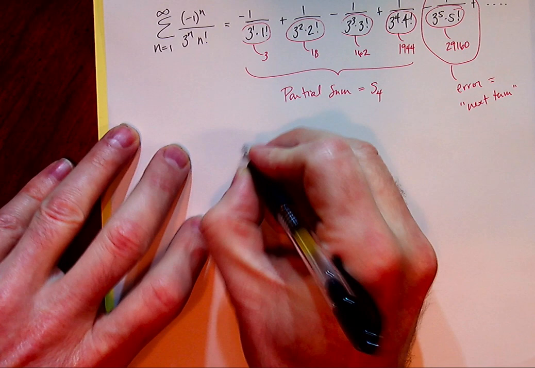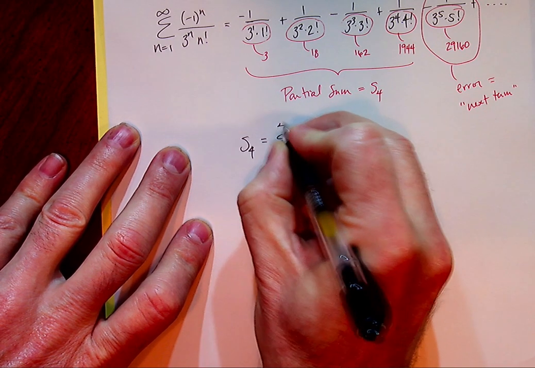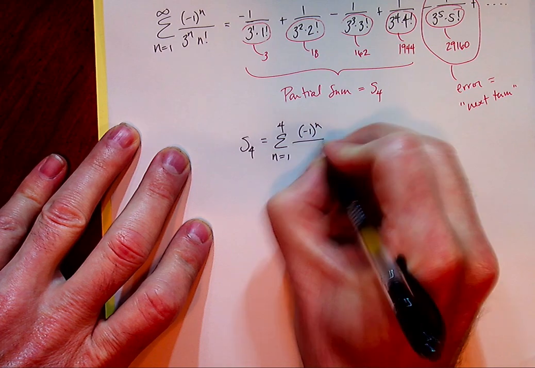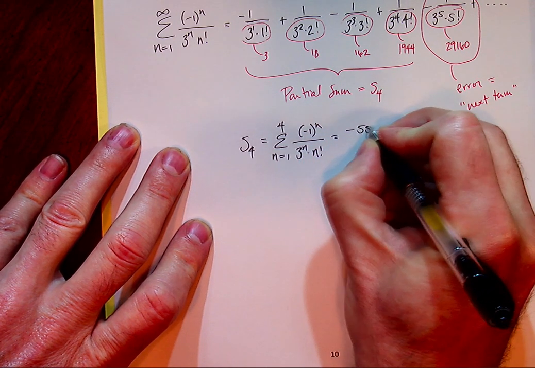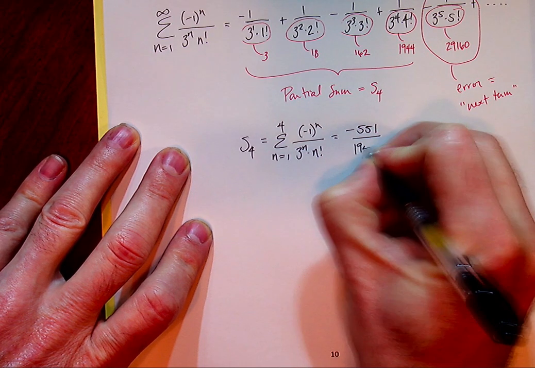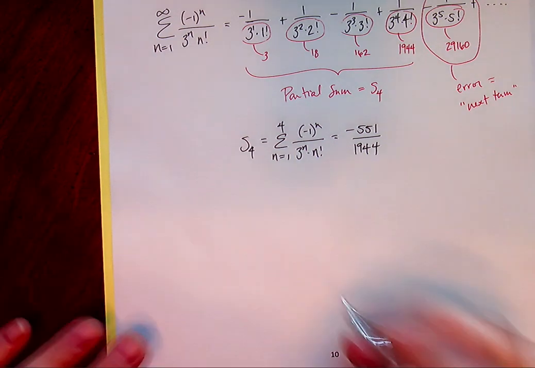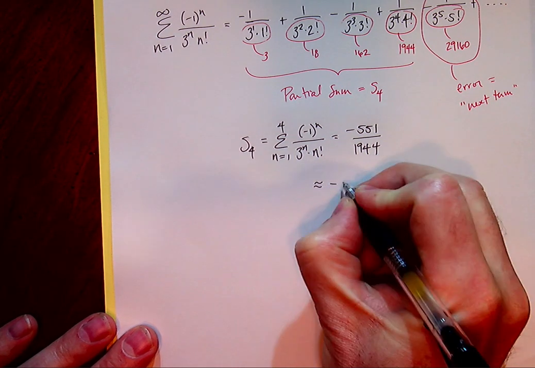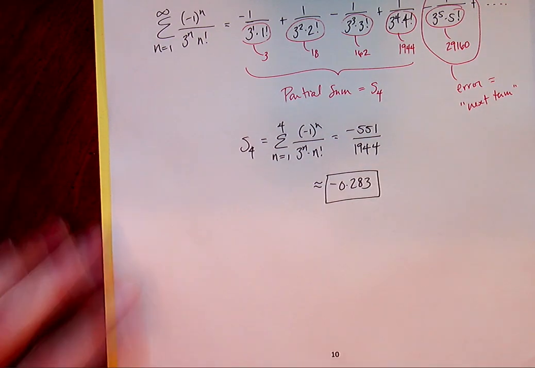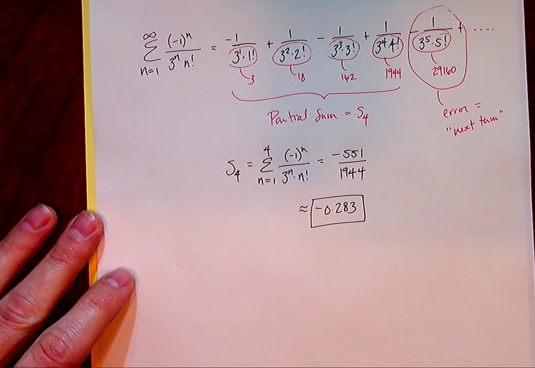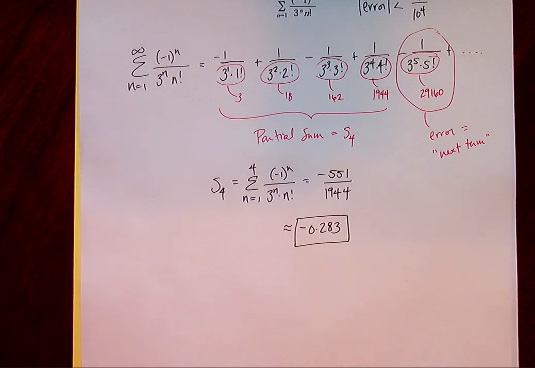And so I know that my s sub 4 is equal to the sum from n equals 1 to 4 of negative 1 to the nth over 3 to the nth times n factorial, and it is equal to negative 551 over 1944. And of course we can find the decimal from it, and it winds up negative 0.283. That is the partial sum, the approximation of that infinite series, and we know that it is correct to 4 decimal places.